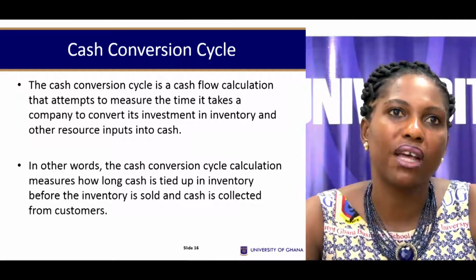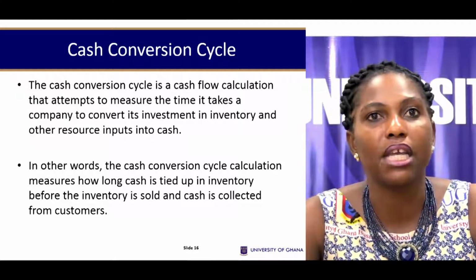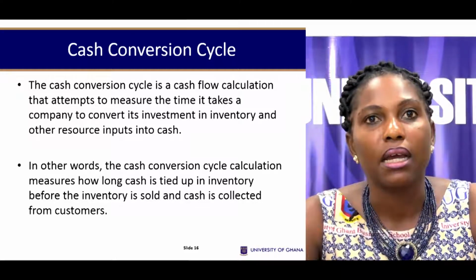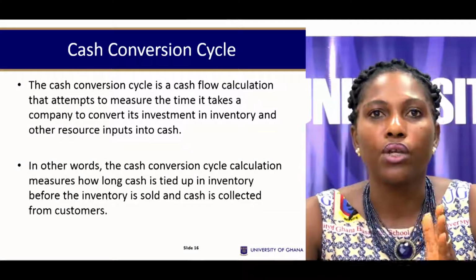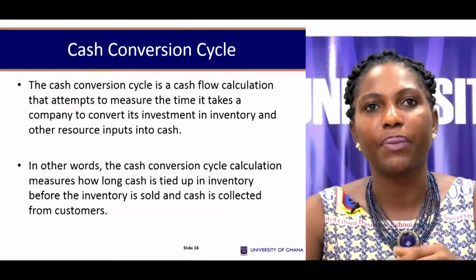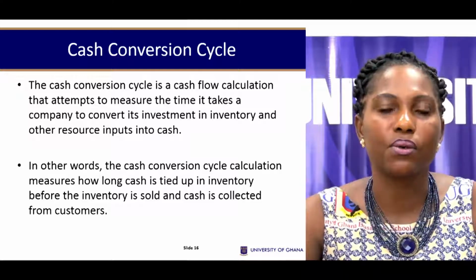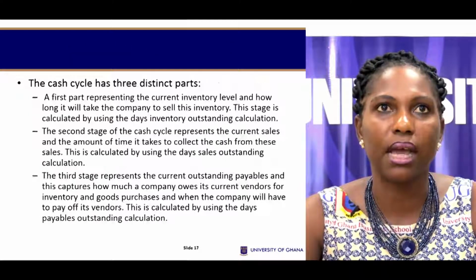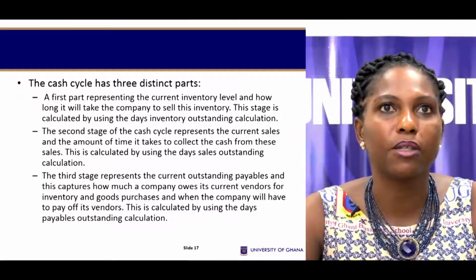So the cash conversion cycle tries to measure how long cash is tied up in inventory, from inventory through to collection. So you can look at it from this angle: the point where cash leaves the firm and the point when cash comes back into the firm is referred to as the cash conversion cycle. Now, the cash conversion cycle has three distinct parts.